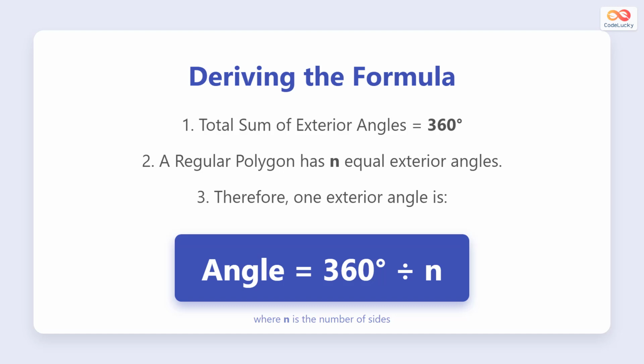Since a regular polygon has equal sides and equal angles, all its exterior angles are also equal. Because the total sum is 360 degrees, we can find the measure of just one exterior angle by dividing 360 by n, where n represents the number of sides.